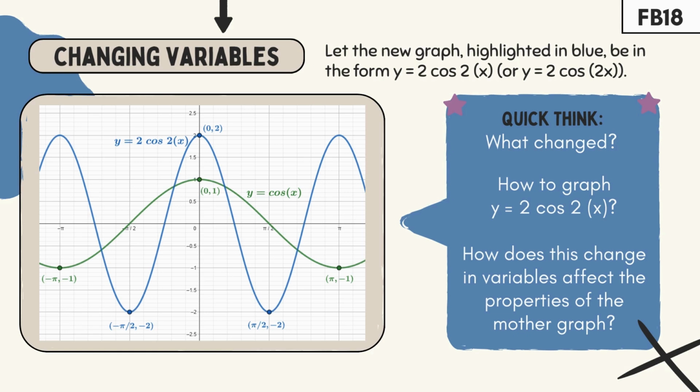1. What changed? What alterations occurred? 2. How do you graph y equals 2 cosine 2 times x if you start from the mother graph? 3. How does this change in variables affect the properties of the mother graph? It's evident that variables a and b are the ones that underwent modifications in value. But that still begs the question, what implications do these alterations carry? This prompts a deeper investigation of their actual significance.